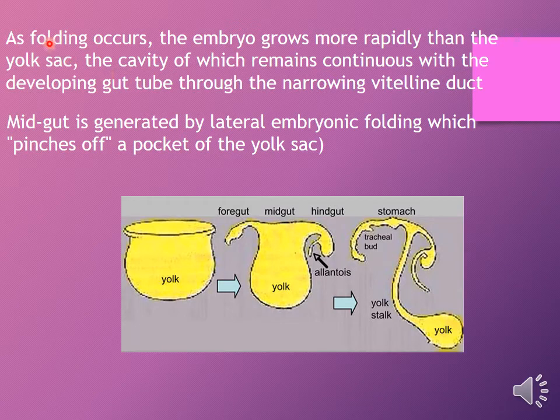As this folding occurs, as we mentioned, the embryo grows more rapidly than the yolk sac. This is the yolk sac, the cavity of which remains continuous, as you can see here. This is the gut tube, and this is the yolk sac. It remains continuous with the developing gut tube through a narrowing vitelline duct. This is the yolk sac, and this is the foregut. You can see this duct, it's the junction between the developing gut tube and the yolk sac.